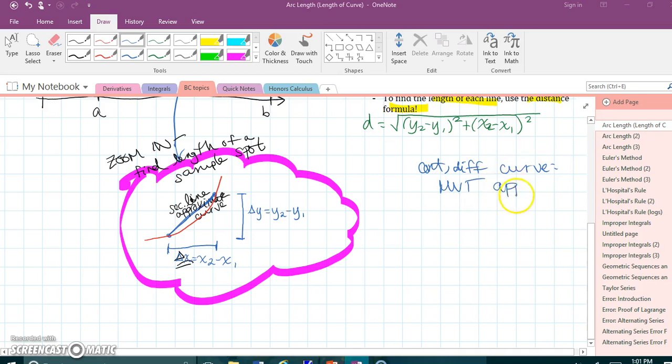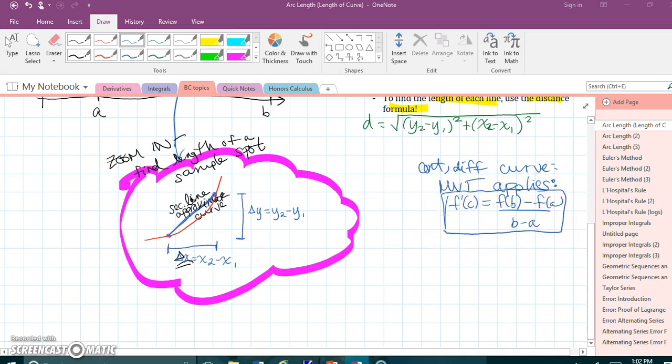So in the corner here, I'm going to write the MVT, because not only am I going to use the distance formula, I'm also going to need the MVT at some point. So let's write what the MVT says, the general formula, and then we're going to slightly modify so that our variables match up. So here's the MVT.